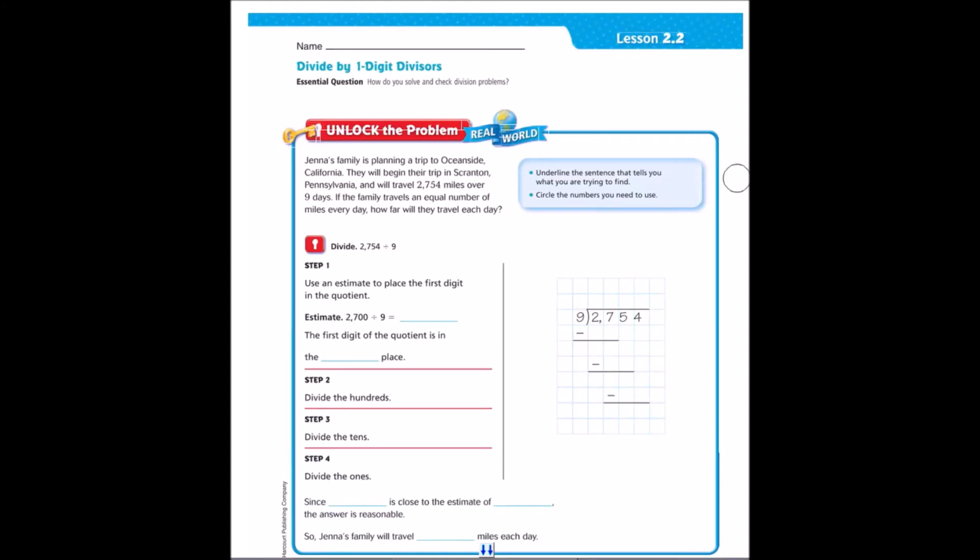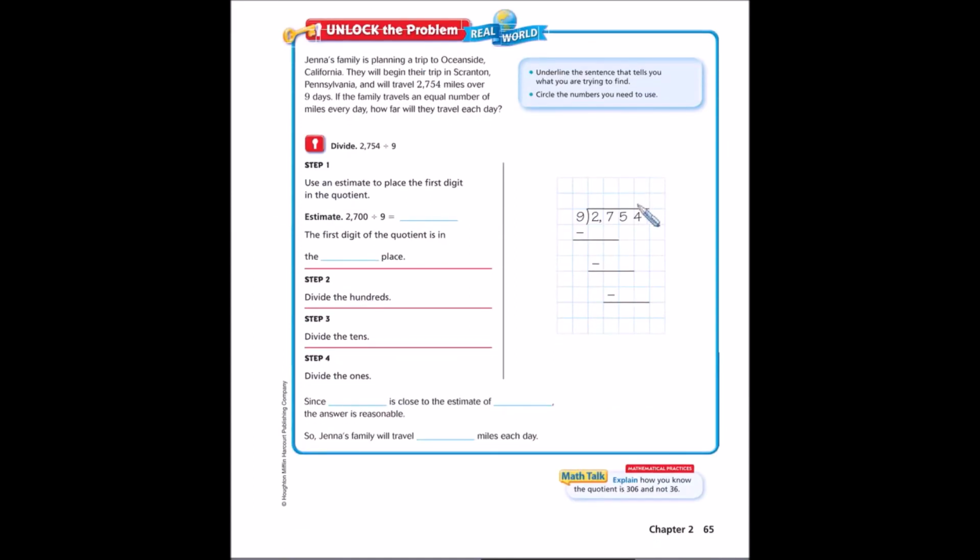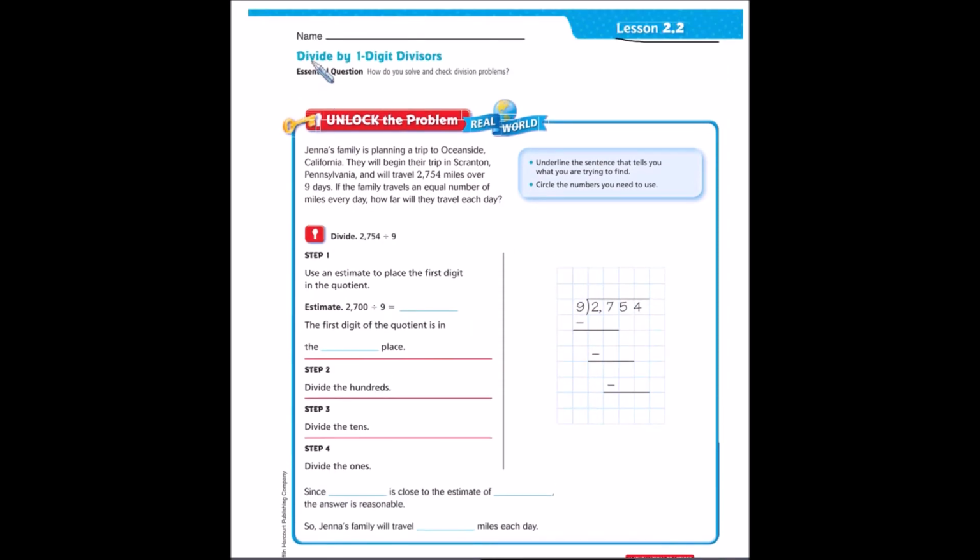This is Mrs. Barrett. We are going to be working today on lesson 2.2. In your Big Goal Math book, it is page 65. Today we will divide by one-digit divisors. Our essential question is, how do you solve abstract division problems? We will begin by unlocking the problem with a real-world example.